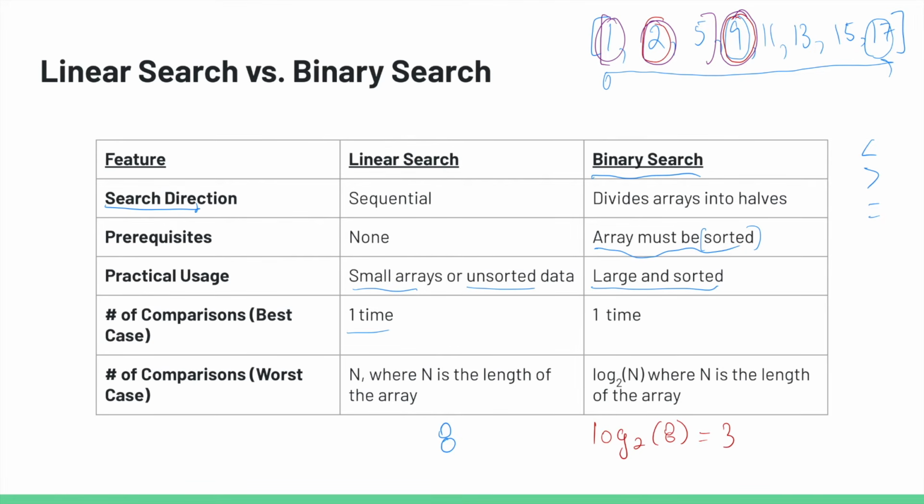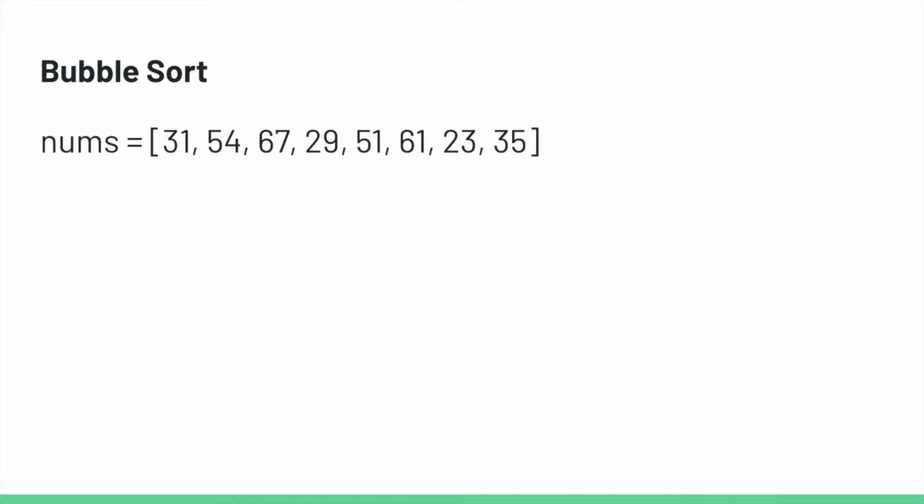Anyways, that's linear search versus binary search. Let's move on to sorting. So the bubble sort is going to be the first sorting algorithm that we're going to look at. Now, in general, sorting algorithms are meant to take an array and sort it in ascending or descending order. So let's see how the bubble sort can do that.